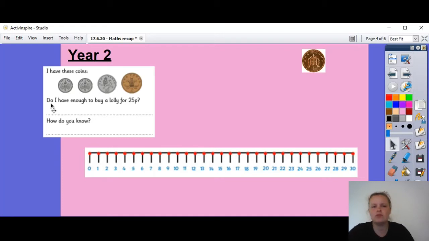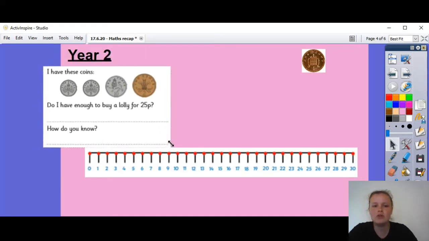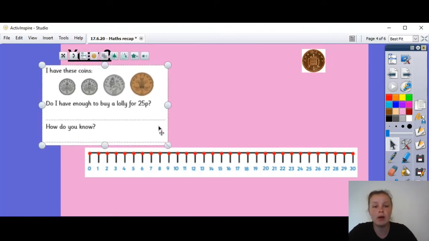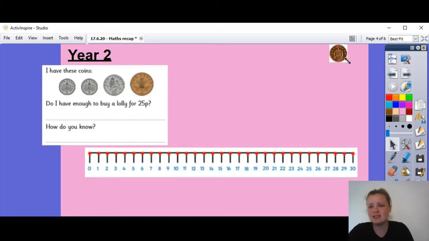And we need to work out, how do we know this? Okay, so first of all, let's have a closer look at these coins. Out of those coins, which one is worth the most? Not which one's the biggest coin, which one is worth more out of those? Okay, so hopefully you would know that that 10p is worth the most. That 10p is worth the same as 10 of these little pennies. Let's try that now. So copy, paste.